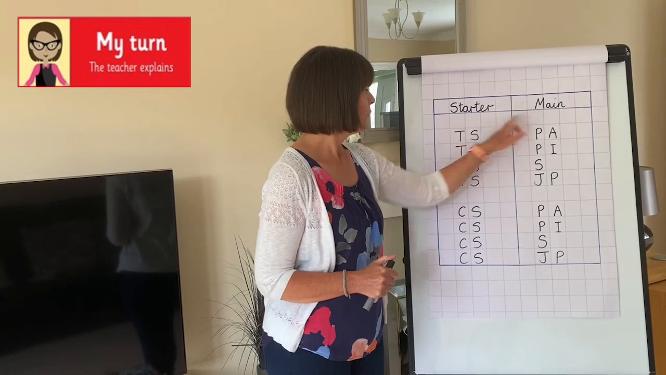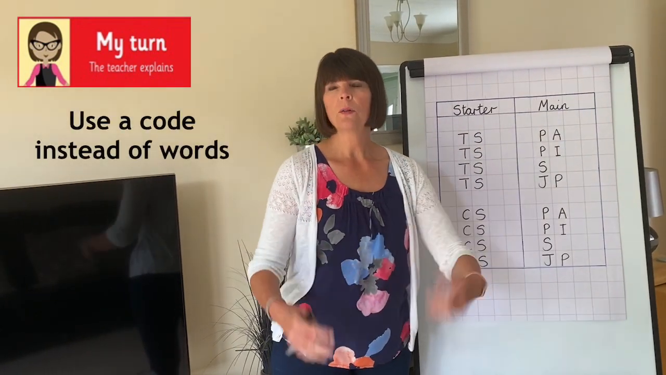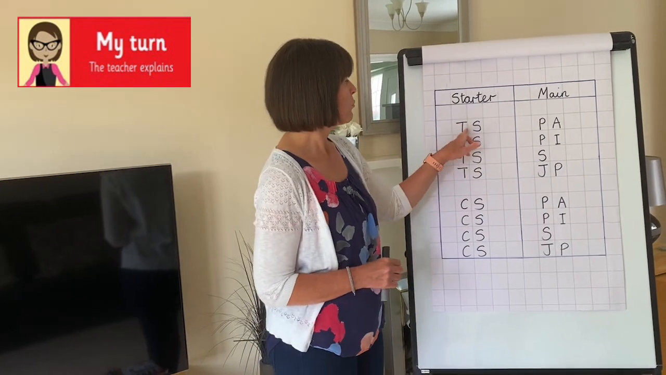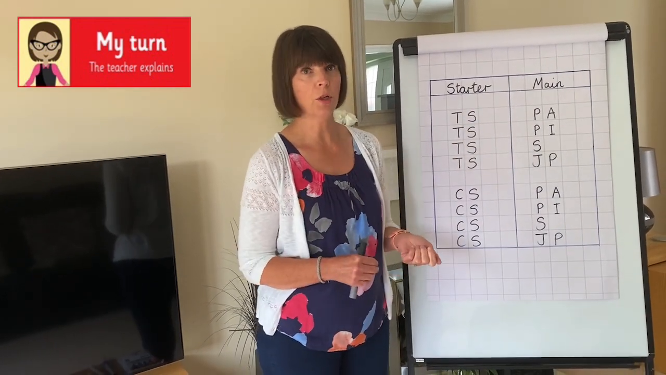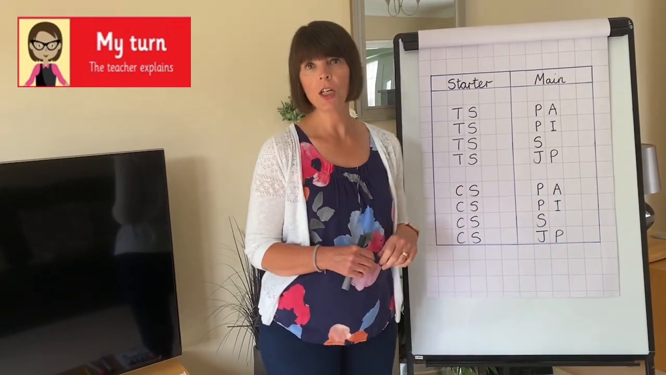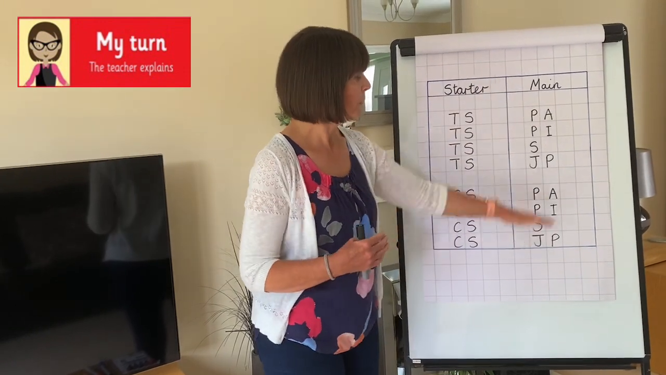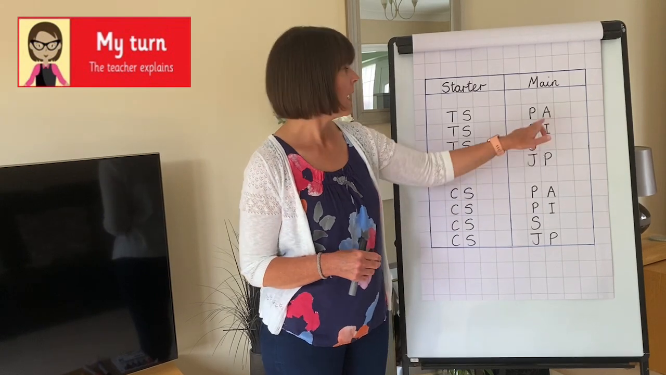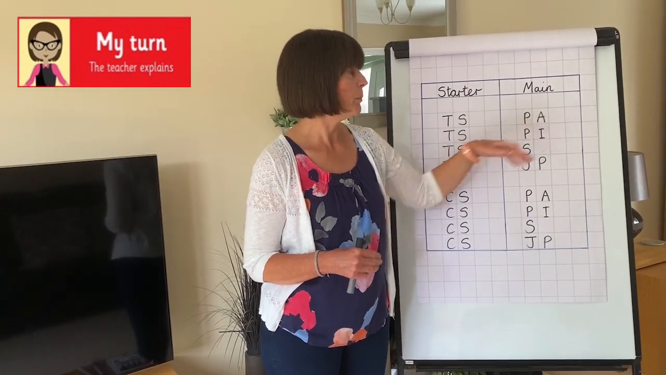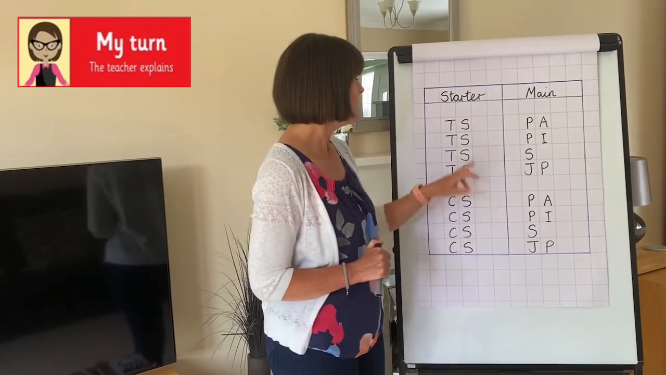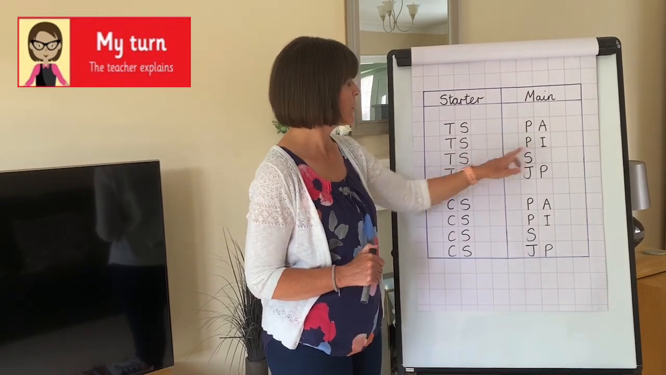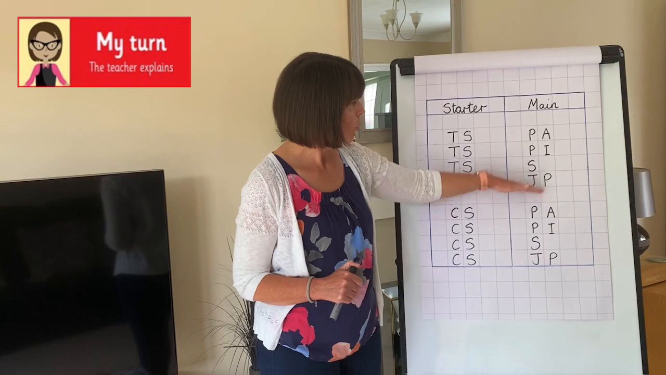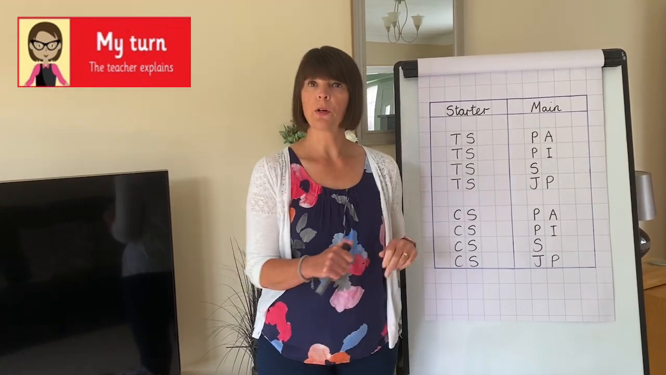You'll notice that I've used a code because in maths we don't always want to write the words out all of the time. So I've decided to write TS for tomato soup and I've written CS for chicken soup. So for my possible answers, I see that I can have tomato soup for a starter and my pasta, I put PA and PI because we've got pasta and pizza, and then I've got tomato soup and pizza, tomato soup and the salad, tomato soup and the jacket potato.